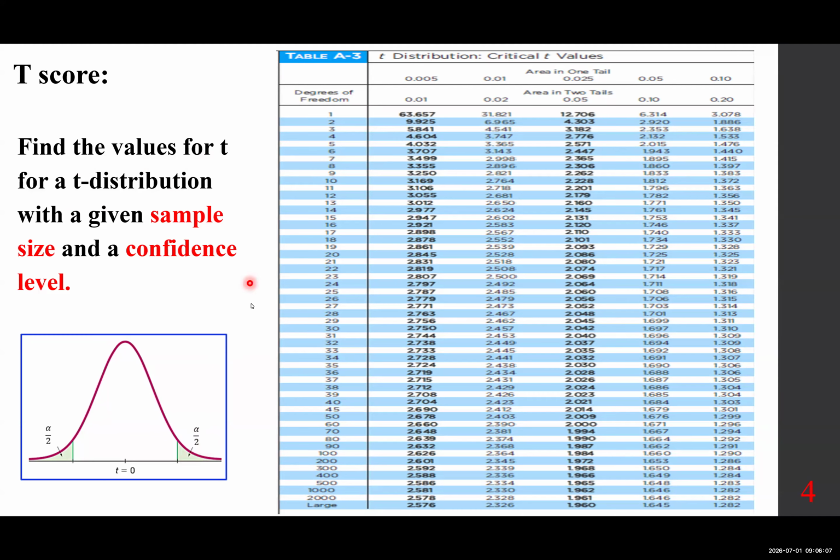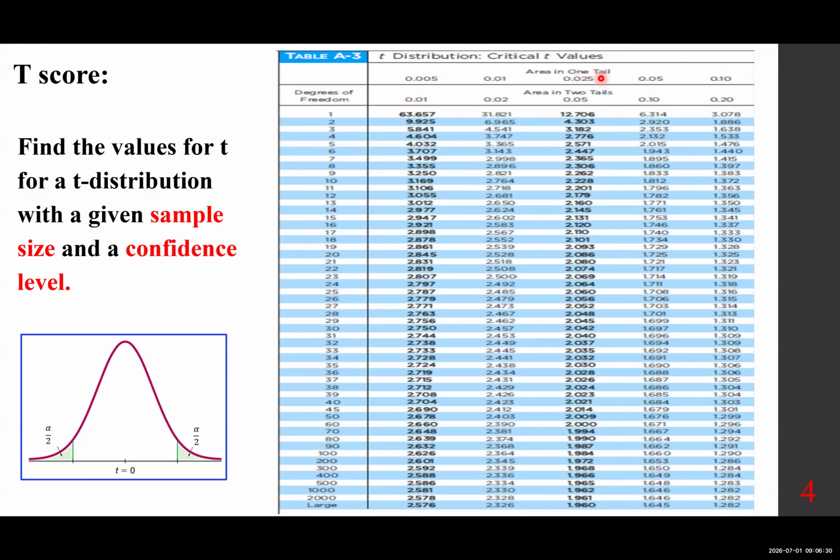The total area is alpha. You divide it by 2. In each tail, we have alpha over 2. That's why if you are looking up the table, you have to pay attention to the left column. It gives us degrees of freedom. And then what about the rows? We have area in one tail, area in two tails.